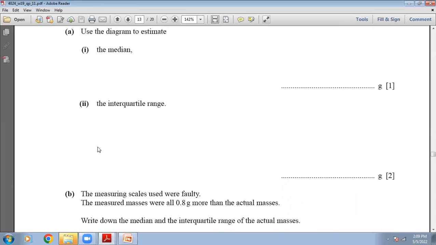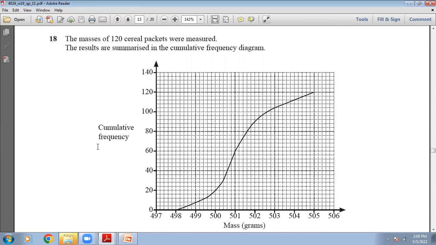In the second part, they say find the interquartile range. For the interquartile range, first of all, I will find the upper quartile. We call it Q3. That is 75% of the 120, and 75% of the 120 will be 90. So check on the y-axis where the 90 is. 90 will be here between the 80 and the 100. From here, draw a line, come to the cumulative frequency curve. When you cut the cumulative frequency curve, check the value of x below this. That's 502. Then that will be your Q3.